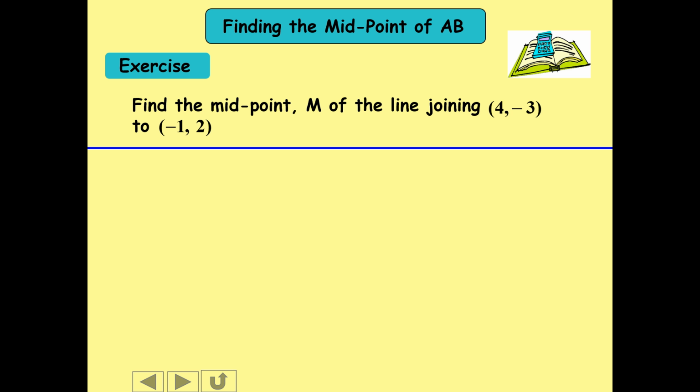Okay, I want you to pause the video here and do this question. The question says find the midpoint M of the line joining 4, -3 to the point -1, 2.